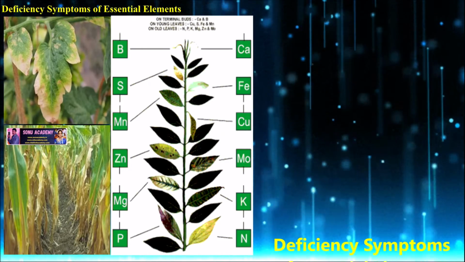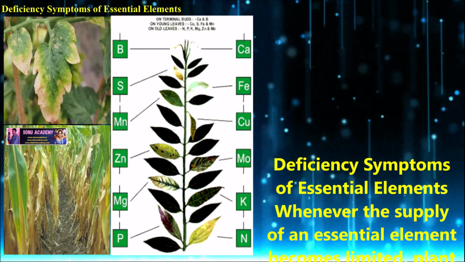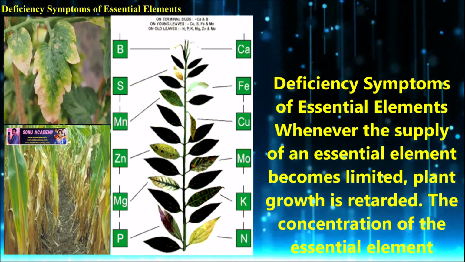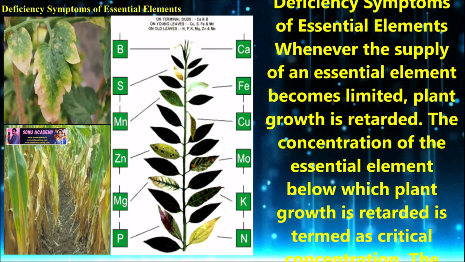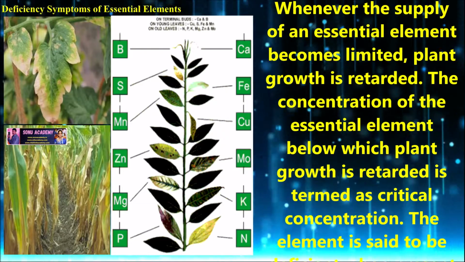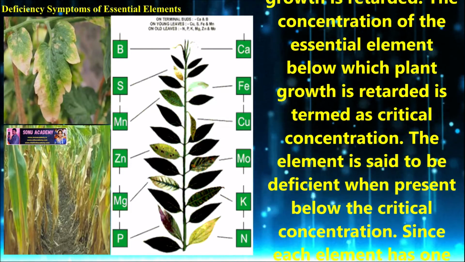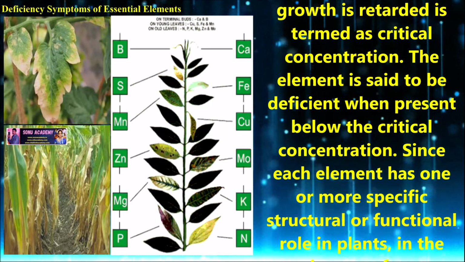Children, now let us discuss deficiency symptoms of essential elements. Whenever the supply of an essential element becomes limited, plant growth is retarded. The concentration of the essential element below which plant growth is retarded is termed the critical concentration. The element is said to be deficient when present below the critical concentration.